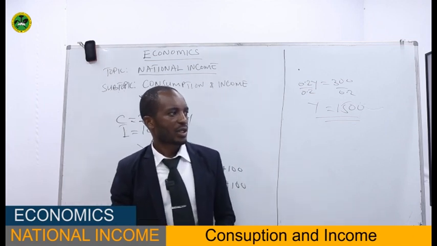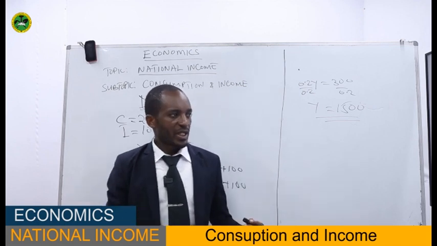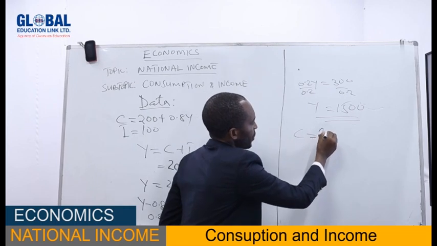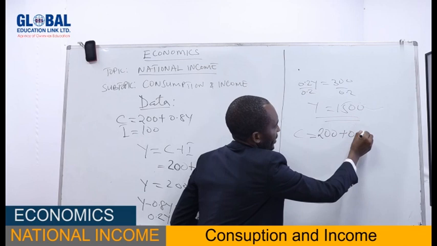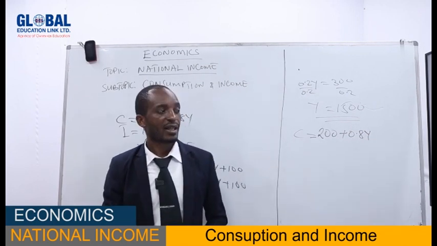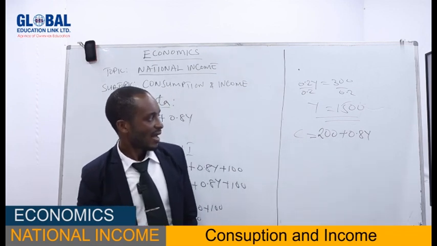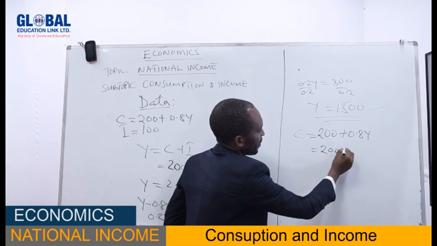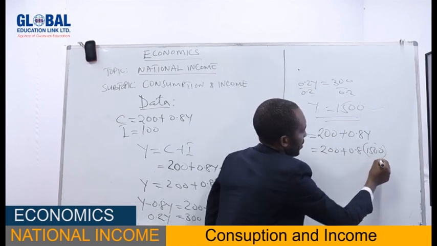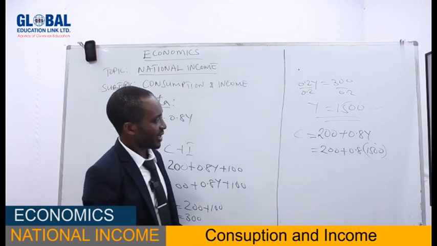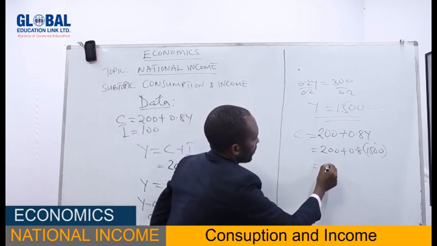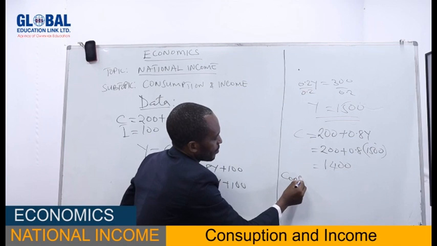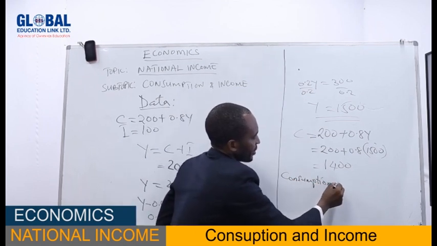Next, you are asked to calculate the consumption. Since you obtained the income, our consumption equation is C equals 200 plus 0.8y. Now, you need to substitute the value of income for the variable y. So when you substitute, this will be equal to 200 plus 0.8 times 1,500. When you multiply, you get 1,200. When you add, it will be 1,400. So the consumption is 1,400.